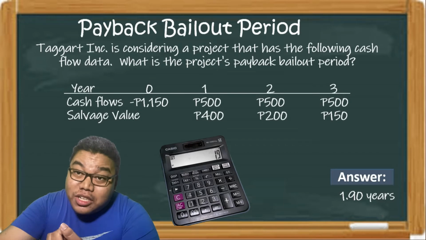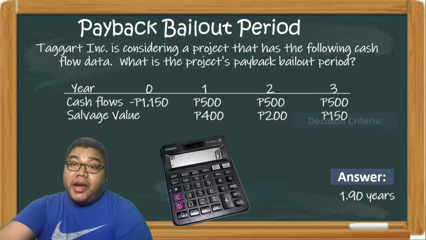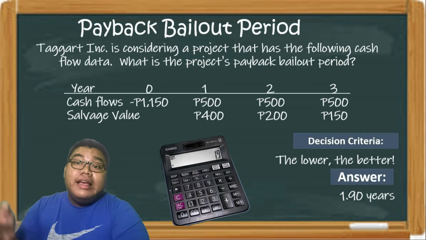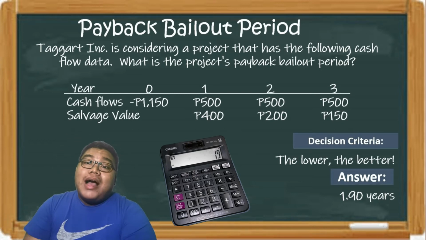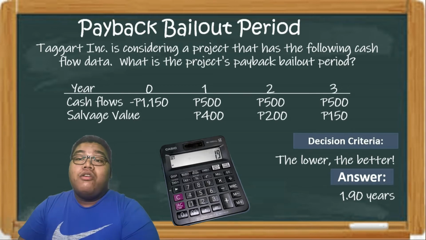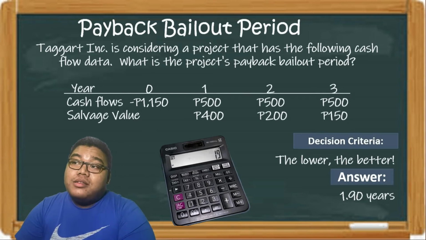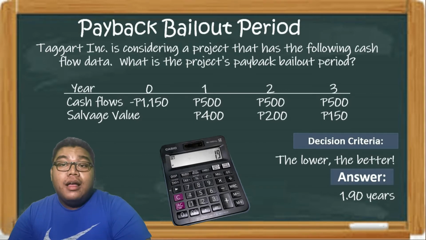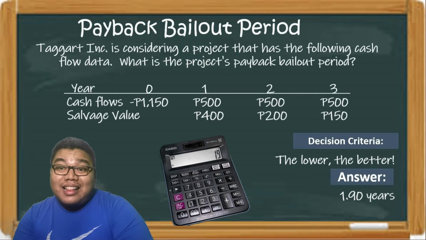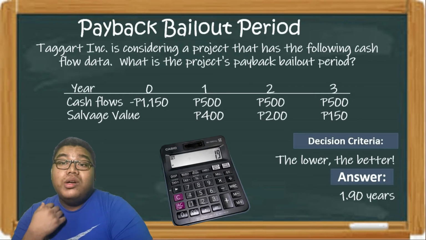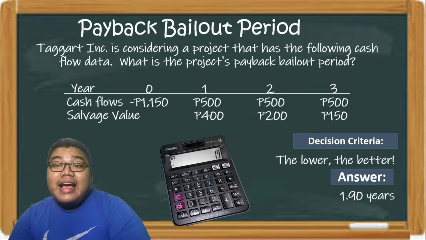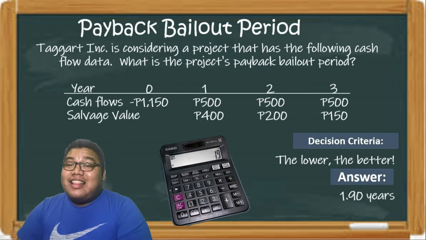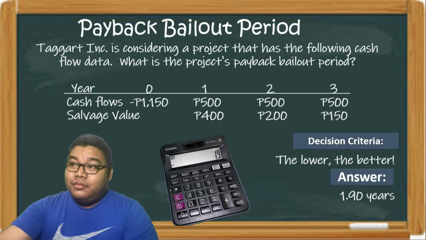So what is the decision criteria here at payback bailout period? The lower the better. Obviously, you would yield a lower payback bailout period than your ordinary payback period because your consideration at payback bailout is that at the end of the payback period, you would sell the asset. Meaning, you would have an additional cash inflow. That is only the assumption. You would not actually sell the asset at the end of the payback bailout period.